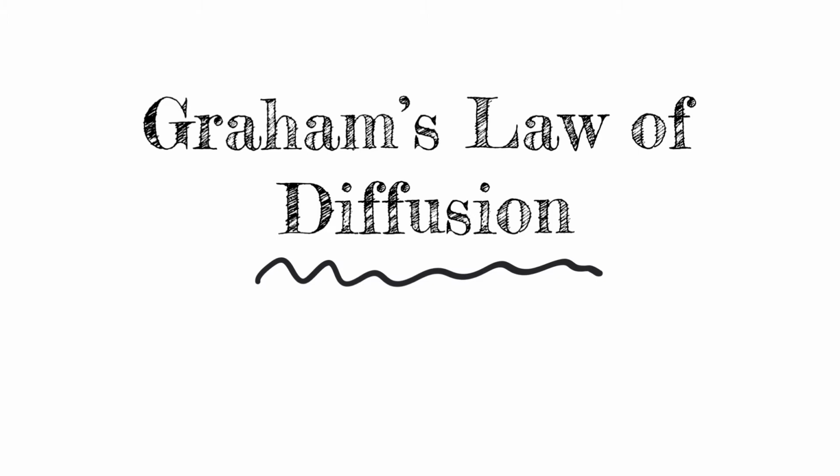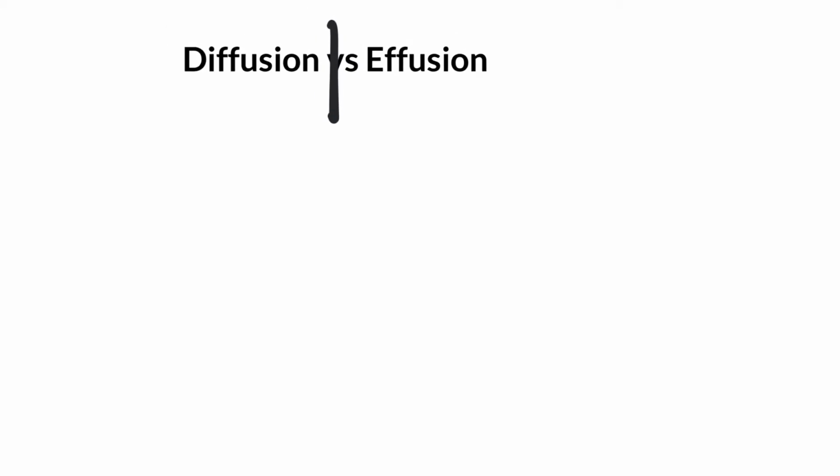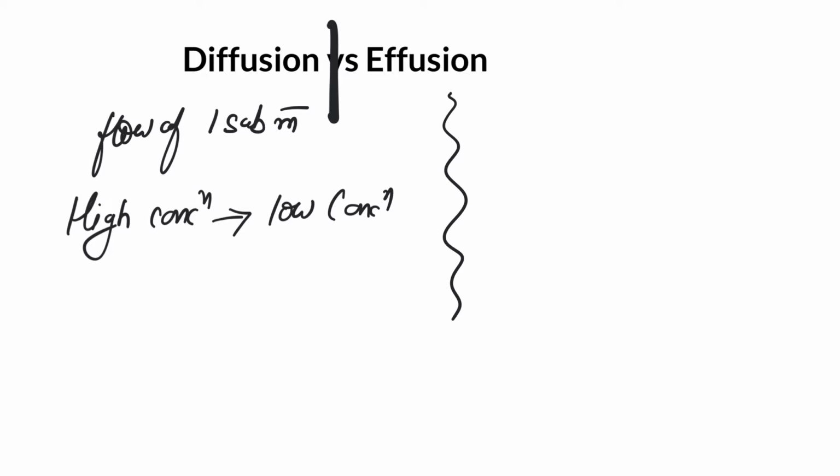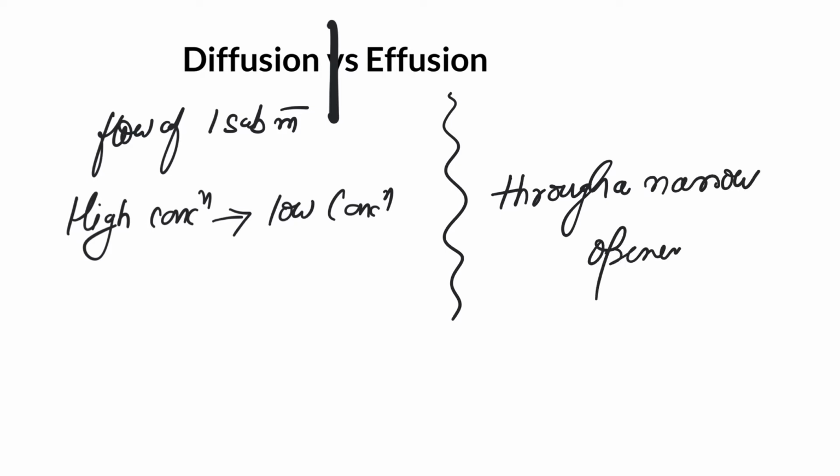Now before we dig right into it, let us first discuss the difference between diffusion and effusion. What is diffusion, guys? It's pretty simple. It's just the flow of a substance from a higher concentration, wherever it's highly concentrated, to a lower concentration. Effusion is not very different. Effusion is again the flow of a substance from high to low concentration through a narrow opening. That is the only difference.